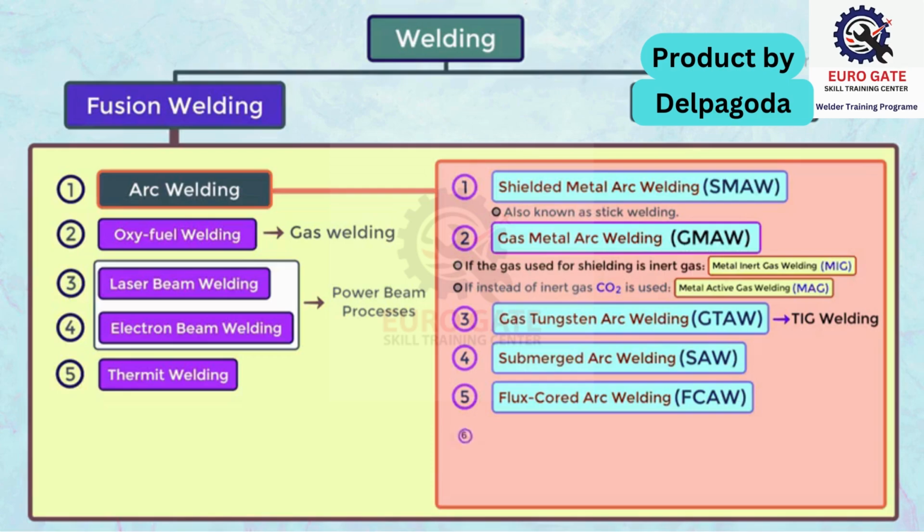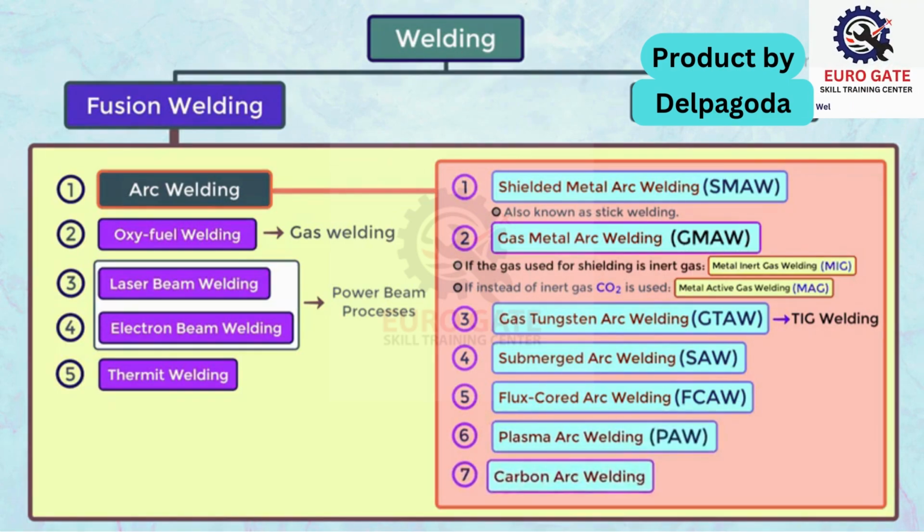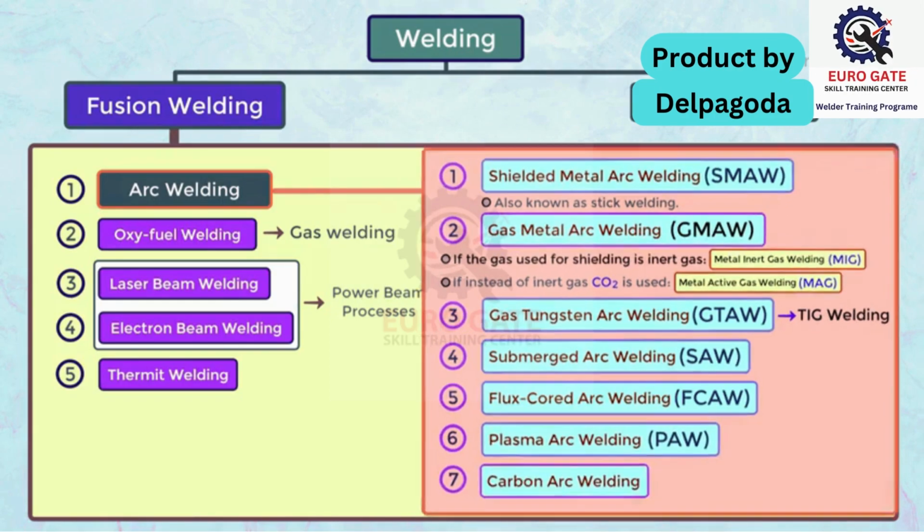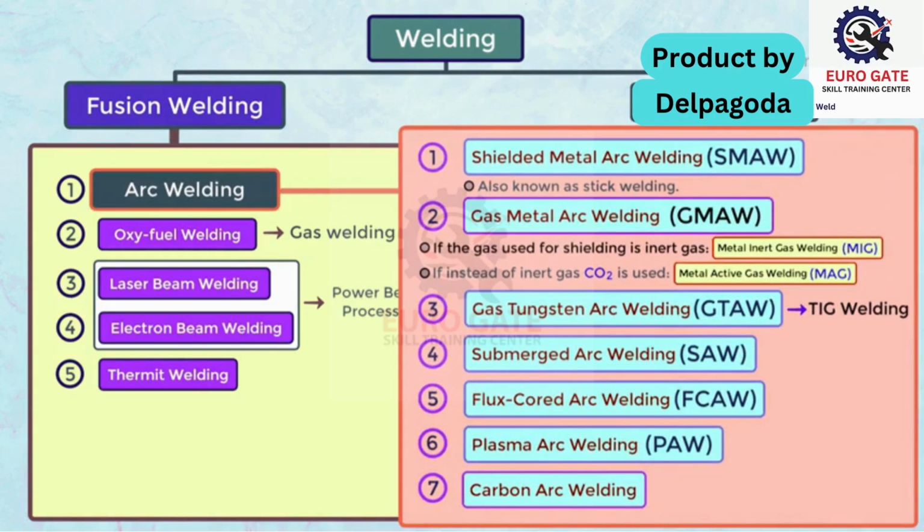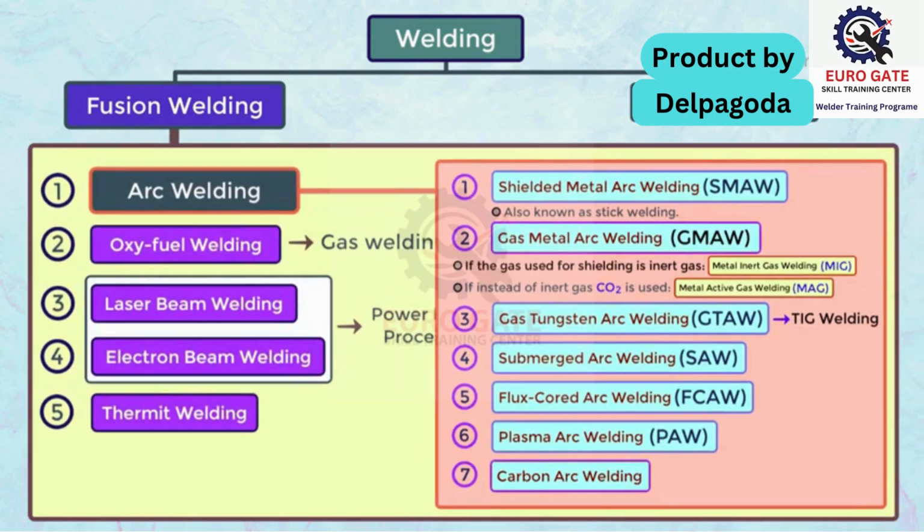The next method of welding is plasma arc welding, shortly known as PAW. And at last, we have carbon arc welding. Therefore, these are the different types of arc welding processes. These are the classifications of the fusion welding processes.